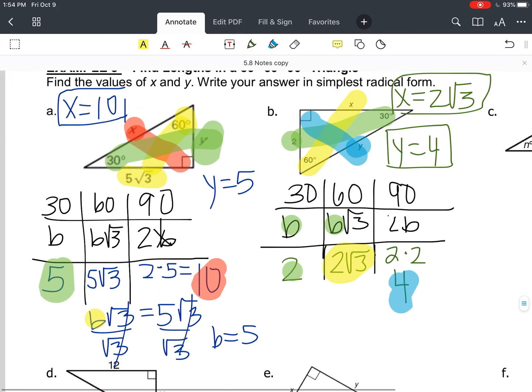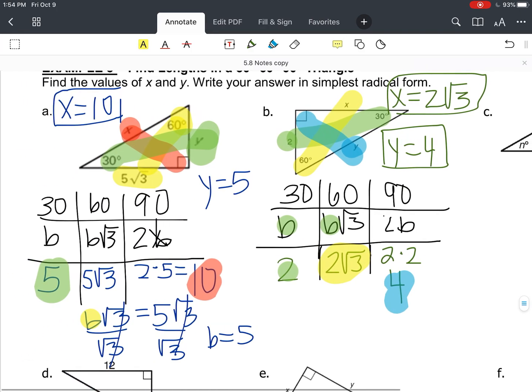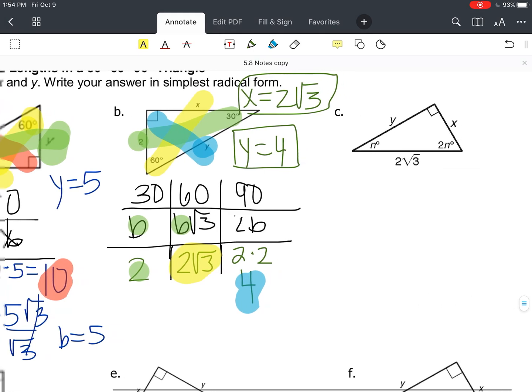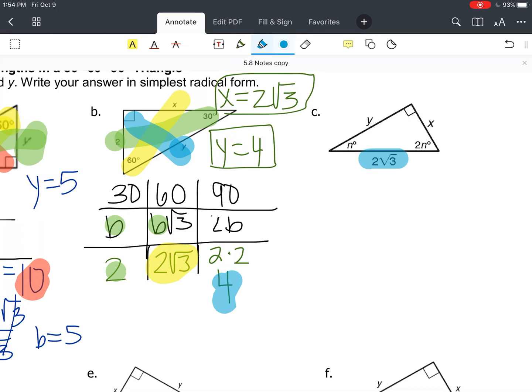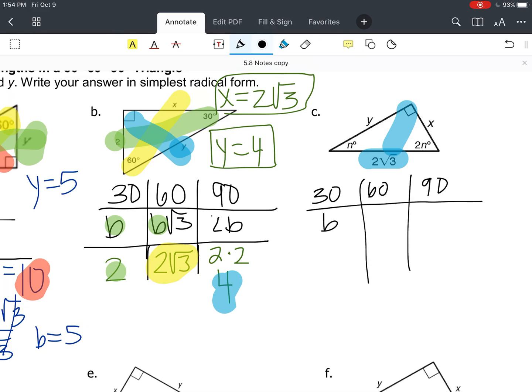Again, these problems may look different depending on the numbers you start with and what sides they started with. So in letter A, they started with the side opposite 60, 5 root 3. In B, we started with the side opposite 30, which was 2. Now in this example, we're going to be starting with the side opposite 90, which they're going to label 2 root 3. So let's go ahead and draw my chart. So again, 30, 60, 90, B, B root 3, 2B. And opposite 90 is 2 root 3. So I'm going to write 2 root 3 under 90.